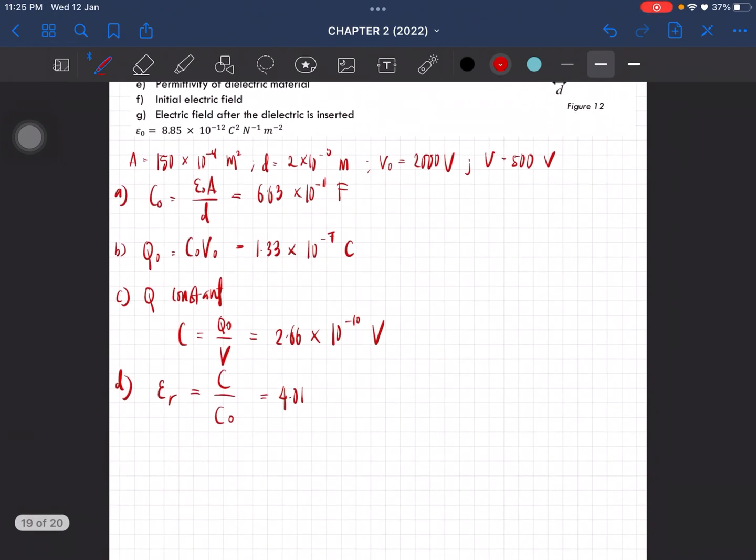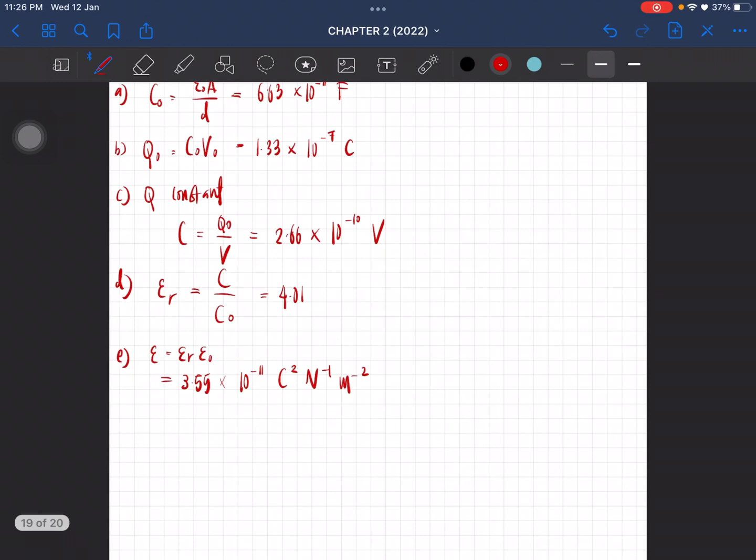Okay, and then question E, permittivity of dielectric material, just use this relationship, so we'll get 3.55 times 10 negative 11 coulomb square per Newton per meter square. Okay, so make sure you are able to memorize the units for each of this term.